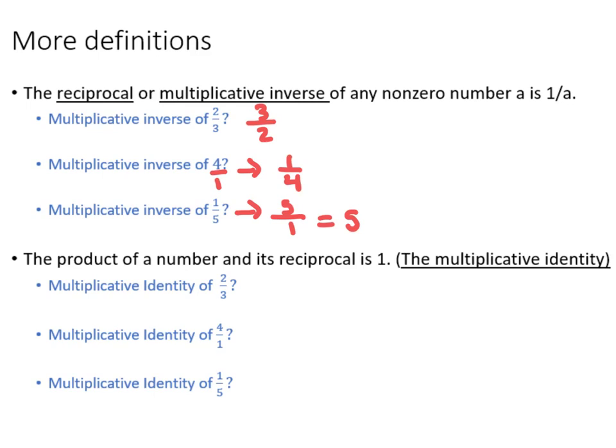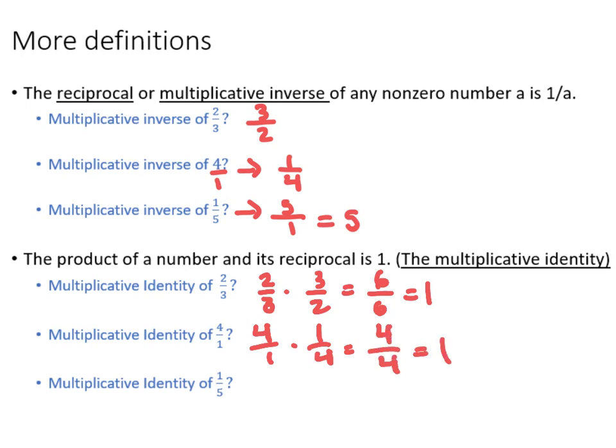The product of a number and its reciprocal is 1, giving us the multiplicative identity. So if we multiply 2 over 3 by 3 over 2, it'll give us 6 over 6, which equals 1. If we multiply 4 over 1 times 1 over 4, it'll give you 4 over 4, which equals 1. And if we multiply 1 over 5 by 5 over 1, it'll also give you 5 over 5, which equals 1. So when you multiply a number by the multiplicative inverse, it always comes back out to 1.